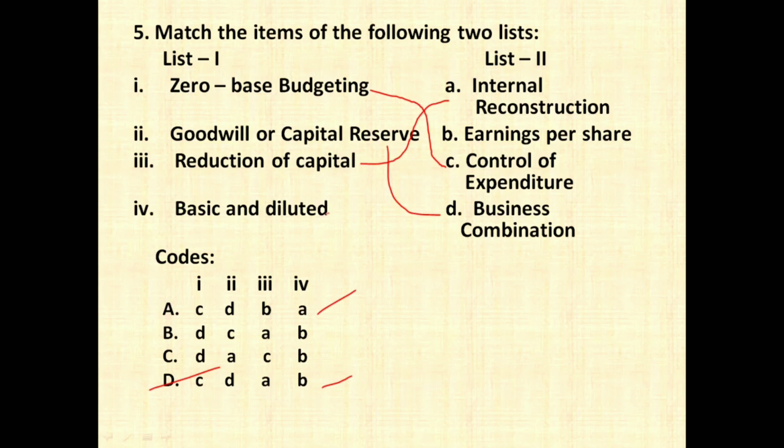Basic and diluted are nothing but these are the types of earning per share. So basic is nothing but the normal EPS and diluted is nothing but whenever there are securities which can be converted to equity share capital, then it is called as diluted EPS.